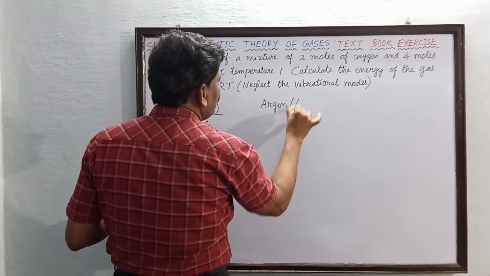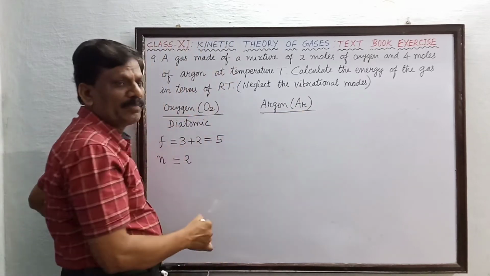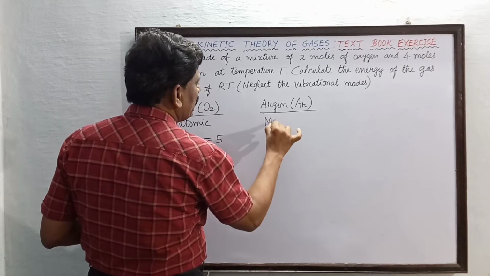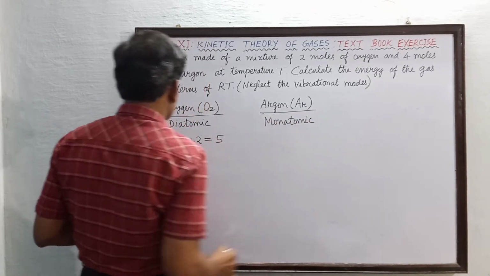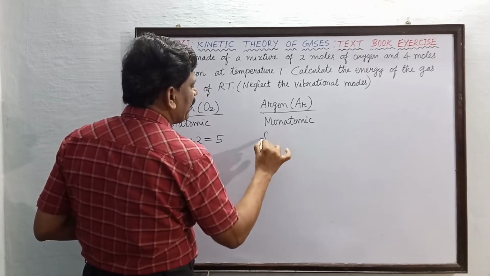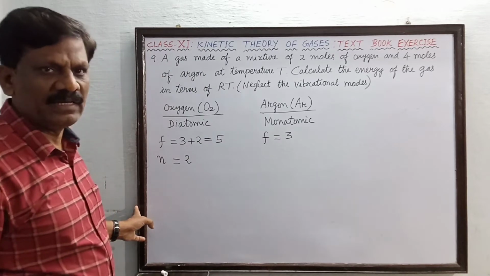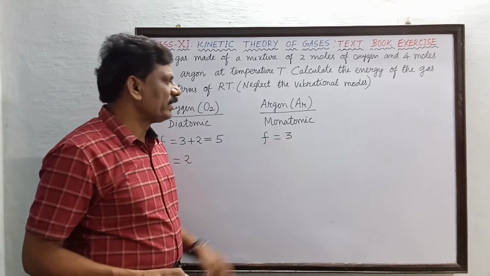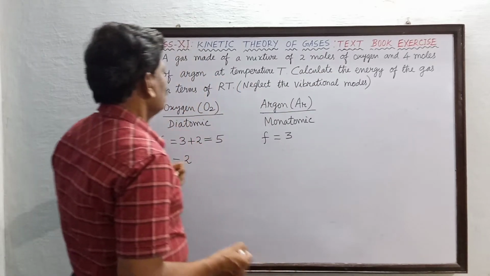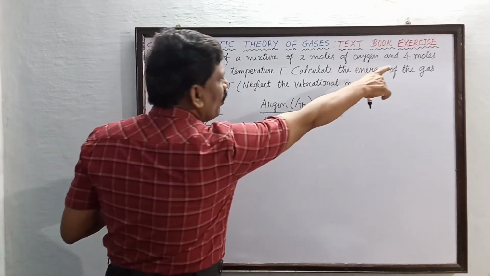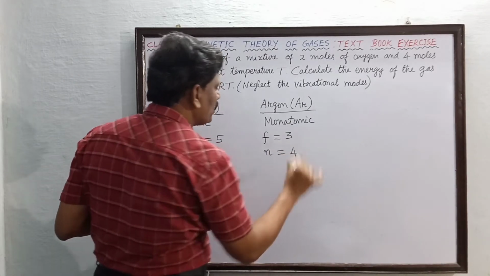Similarly, on the other side, 4 moles of argon gas is given. Argon is monoatomic, and it has only translatory degrees of freedom. Therefore, f is equal to 3 only. It does not have any rotational degrees of freedom. Now the number of moles is 4.